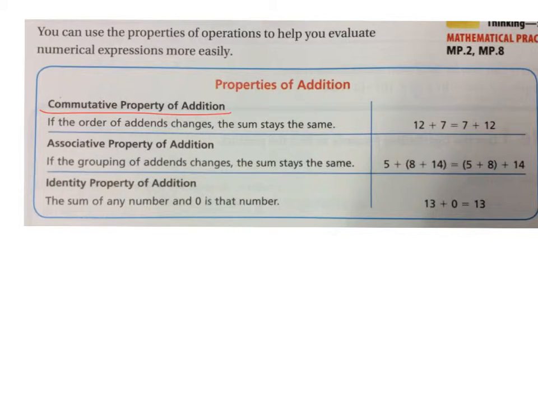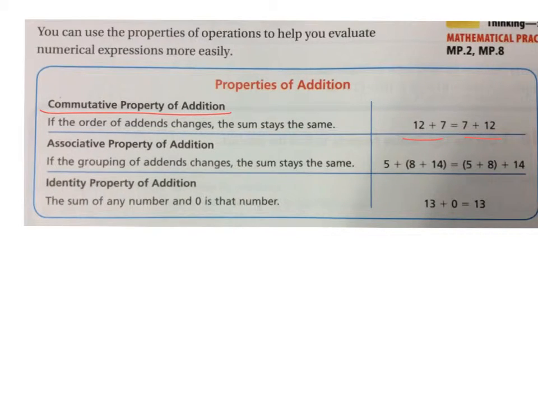Okay, so if you're going to do a math problem and it says 12 plus 7, is that going to equal the same thing as 7 plus 12? Yes. Changing the order of the numbers when you're adding does not change the total. What property says that? The commutative property of addition.